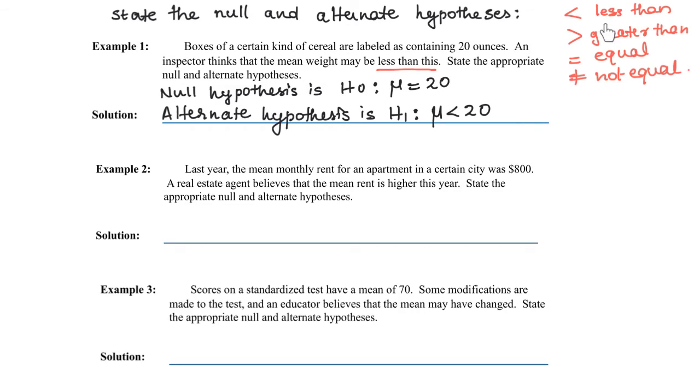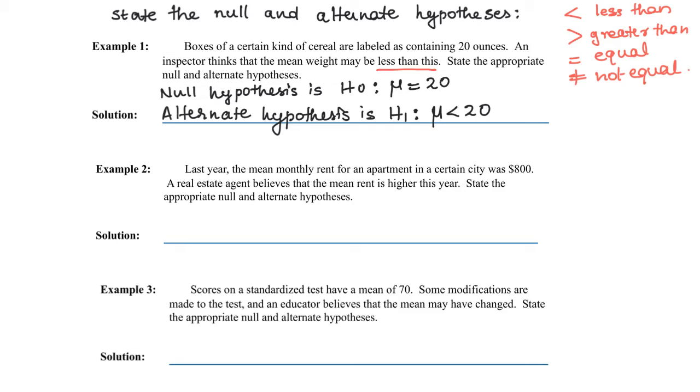These are the symbols for less than, greater than, equal and not equal. Now let's look at example 2. Last year, the mean monthly rent for an apartment in a certain city was $800. A real estate agent believes that the mean rent is higher this year. State the appropriate null and alternate hypothesis.